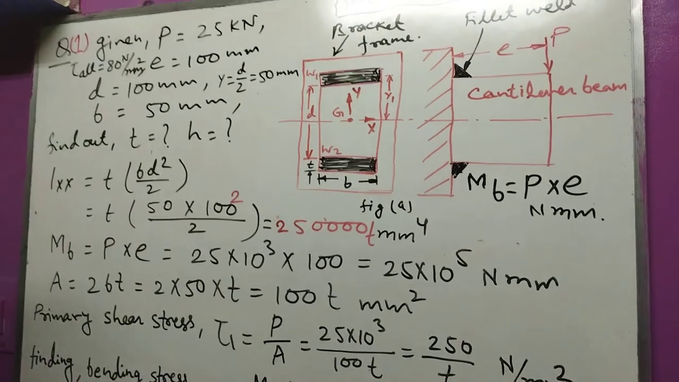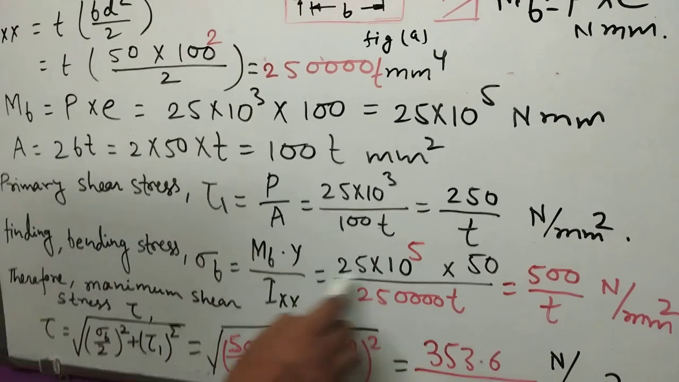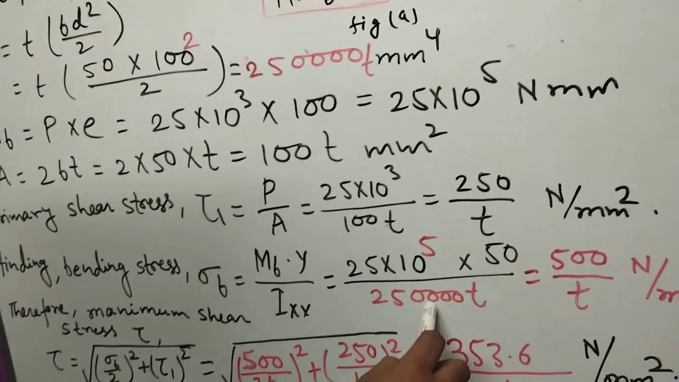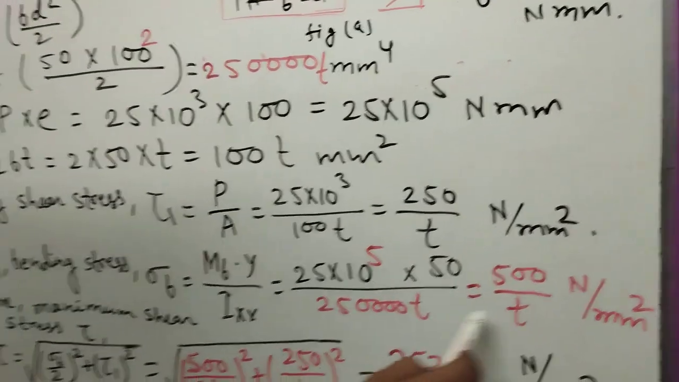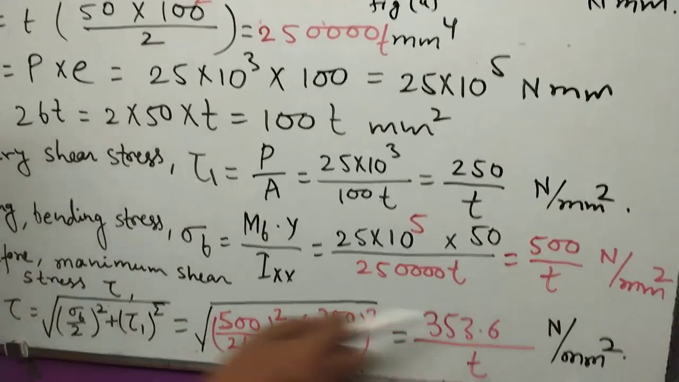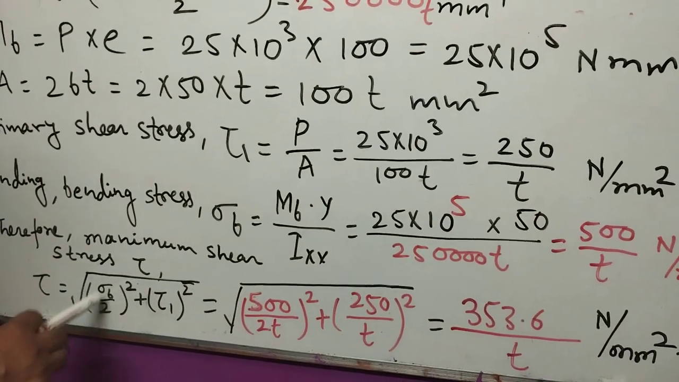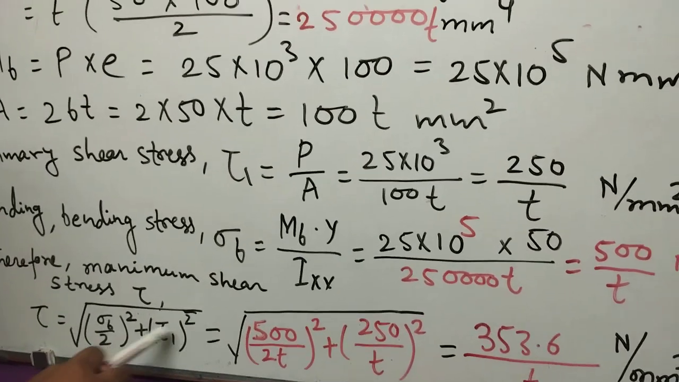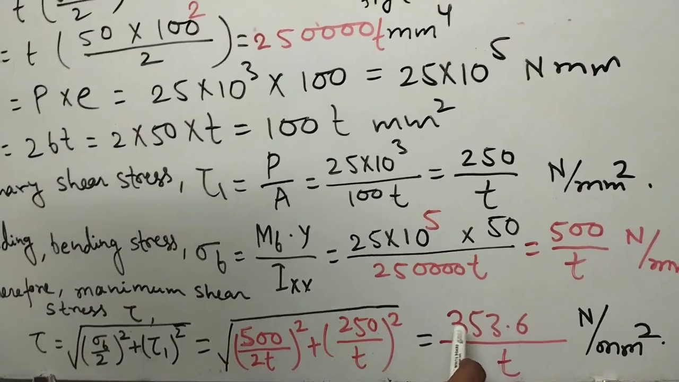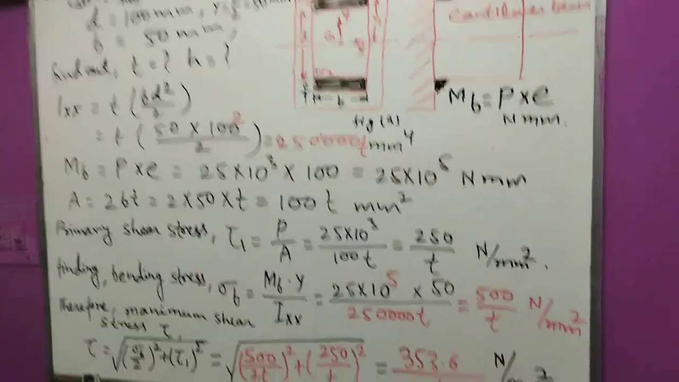Again, for the bending stress sigma B, applying the formula M by I into y, this value is 25 into 10 to 5 into 50 divided by 250000 into T, which gives sigma B equal to 500 by T. Both these values are applied in the maximum shear stress theory, tau equals the root of (sigma B by 2) whole square plus tau 1 square. Taking the root of this value, we get 353.6 divided by T Newton per millimeter square.